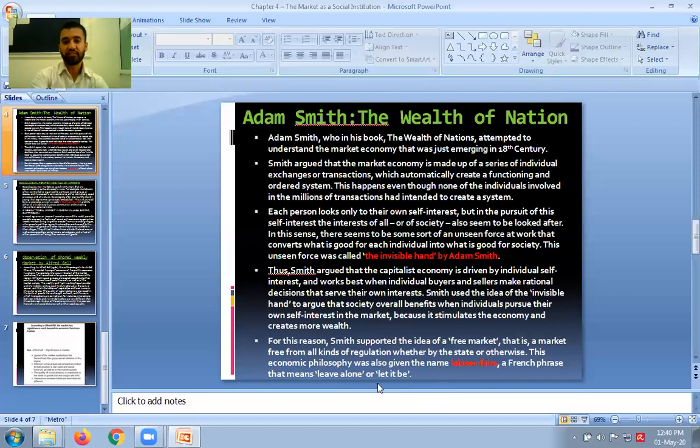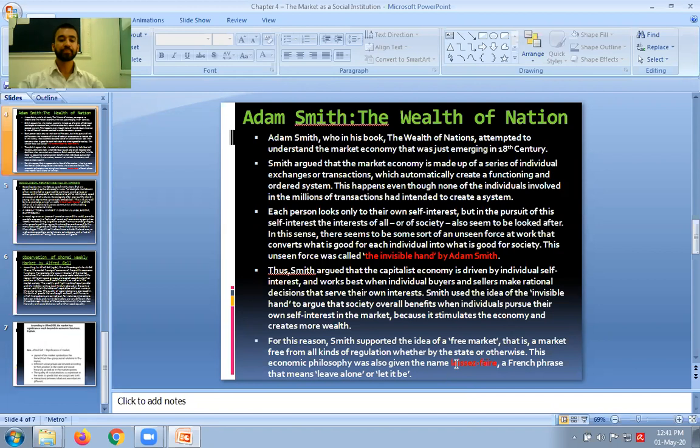So when there is a free market, the market that is free from all kinds of regulations. Regulation means tax and different kinds of duties that government imposes or charges on things, right? That's what regulations mean here. So when there is a free market from all kinds of regulation, whether by the state or otherwise, this economic philosophy was given the name of laissez-faire, a French phrase that means leave alone or let it be. So whenever there is a free market, whenever there is less regulation or no regulation from the government side or from the state side, then we call that particular economic policy laissez-faire.